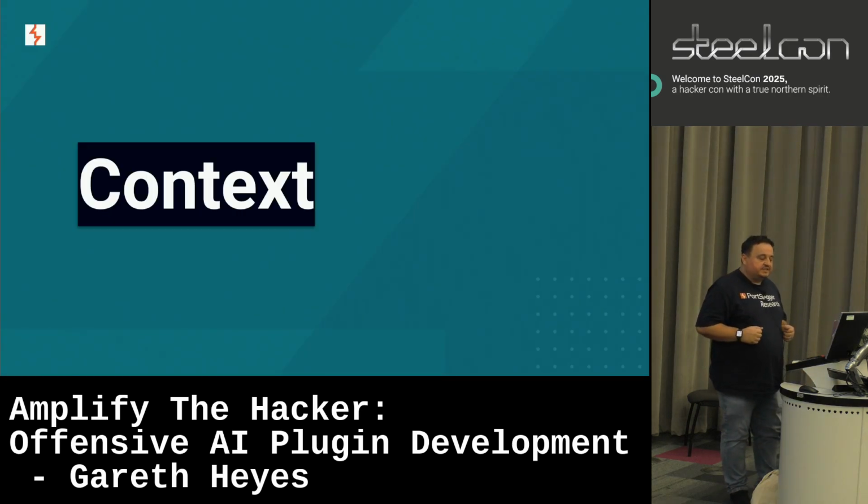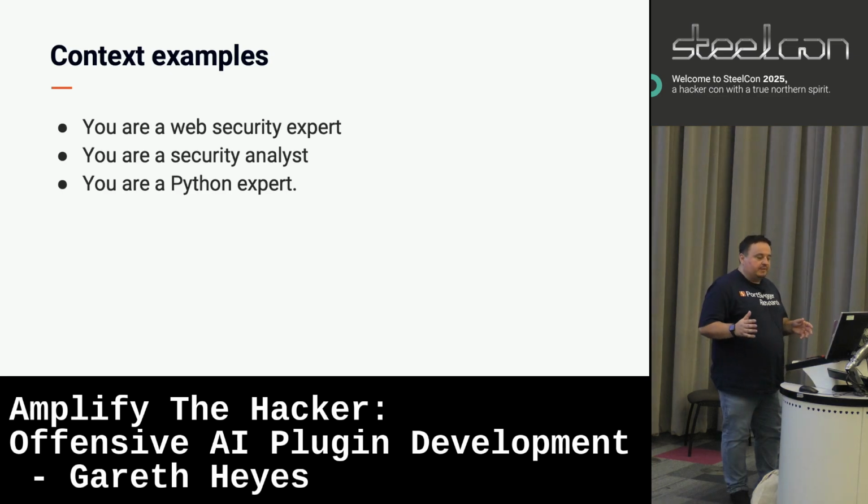Providing context in your system prompt helps establish a solid foundation and improves the quality of your AI responses. Some examples are: you're a web security expert, you're a security analyst, and you're a Python expert. I use the first for detecting vulnerabilities, the second for analyzing requests and making notes, and the last one for code generation.